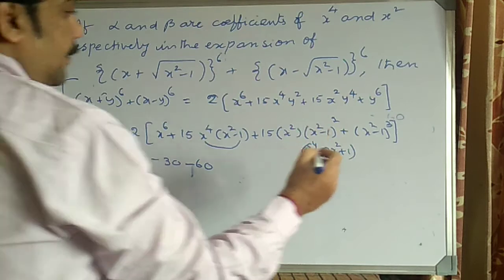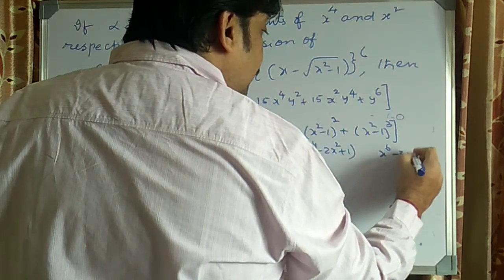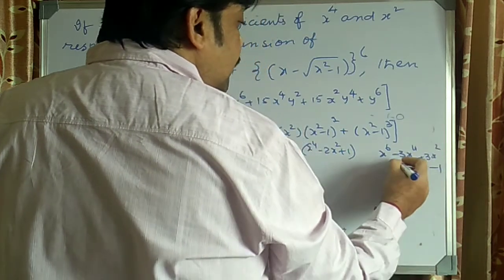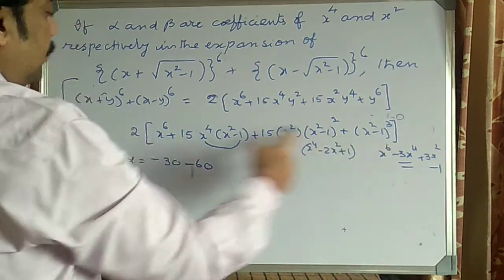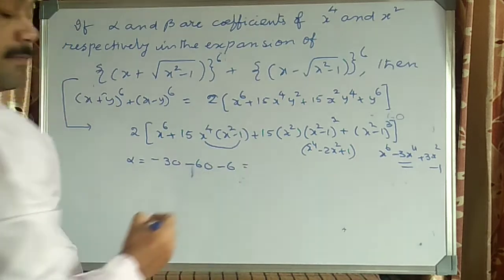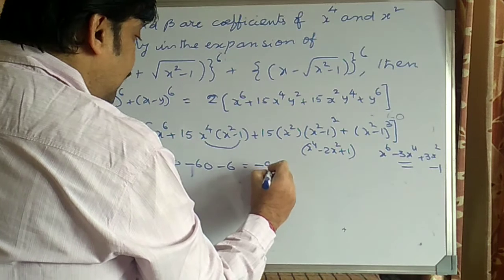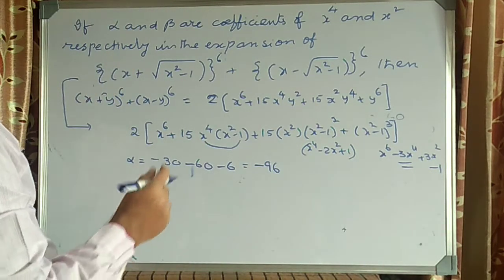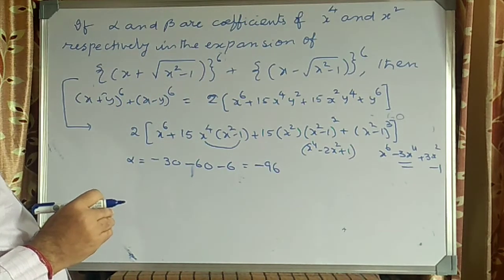Okay, and then here I have x to the power 6 minus 3x to the power 4 plus 3x square minus 1. So I have minus 3 x to the power 4, but totally multiplied by 2. So the total value will be minus 6. Now adding all three values, I get alpha is equal to minus 96. So I am only considering the required terms.